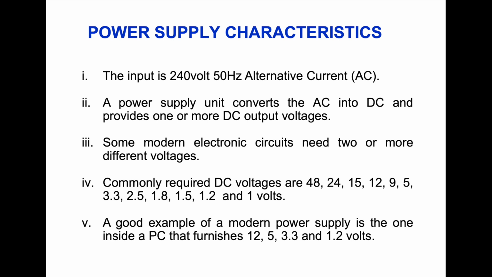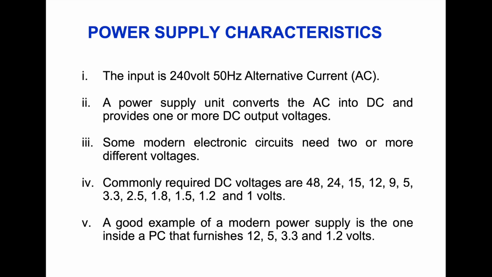There are several power supply characteristics. The first one is the input voltage. The input is 240 volt and 50 hertz alternating current, or AC. A power supply unit converts the alternating current to direct current and provides one or more DC output voltages. Some modern electronic circuits need two or more different voltages. Commonly required DC voltages are 48, 24, 15, 12, 9, 5, 3.3, 2.5, 1.8, 1.5, 1.2, and also 1 volt. A good example of a modern power supply is one inside a PC that furnishes 12, 5, 3.3 and 1.2 volts.